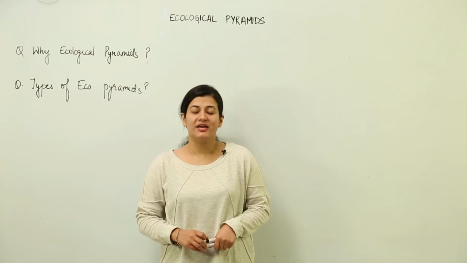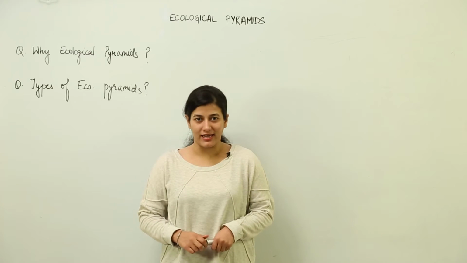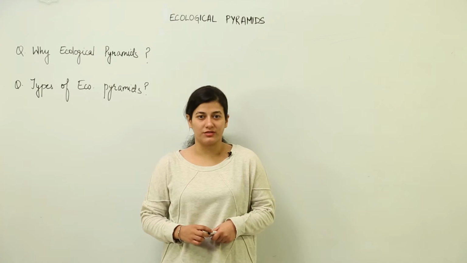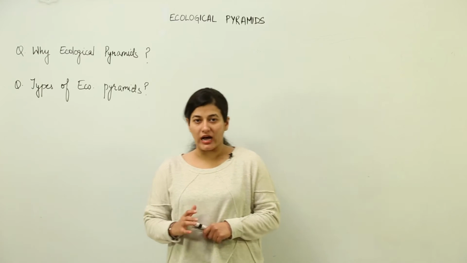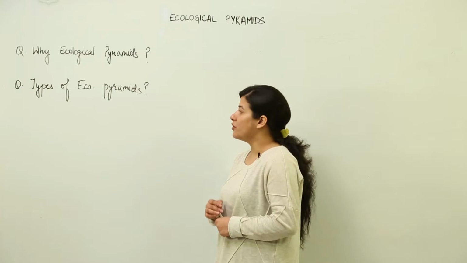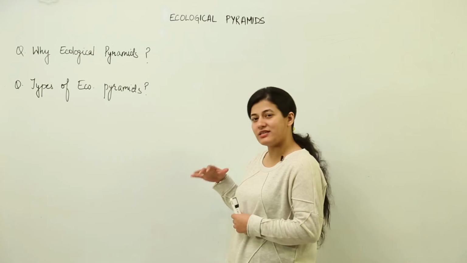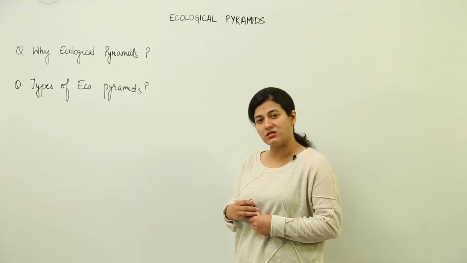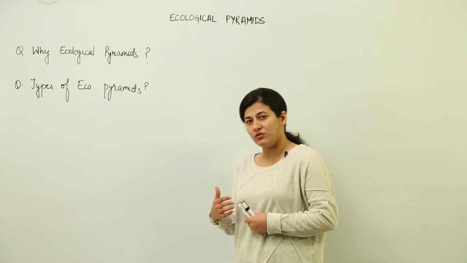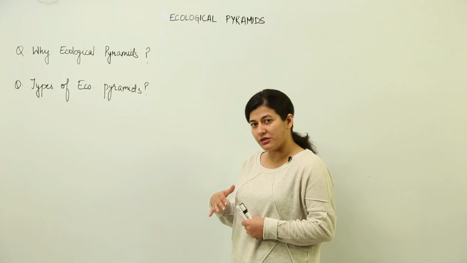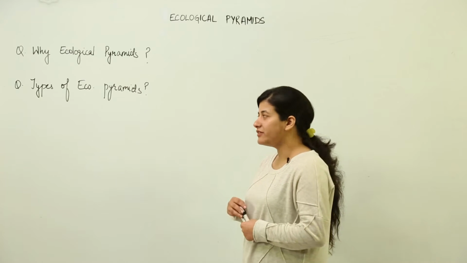Hello students, before we study nutrient cycling, that is the fourth aspect of ecosystem, we are going to study what are ecological pyramids. I hope you remember what were trophic levels in an ecosystem. There were the various levels at which we studied consumers, herbivores and carnivores, and accordingly producers. They were kept under one level. That was the trophic level in an ecosystem.